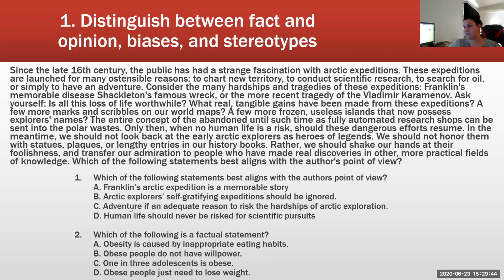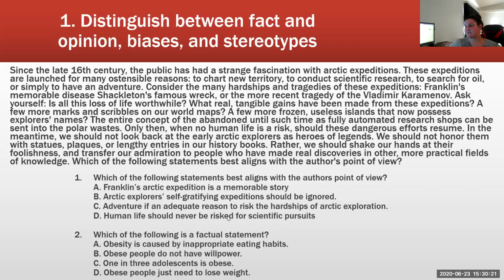Again, I apologize for this typo. Adventure is an adequate reason to risk the hardships of Arctic exploration. That's not correct. That does not align with what this author is trying to say. Human life should never be risked for scientific pursuits. Although that's close, never is one of those big red flag words we've talked about.